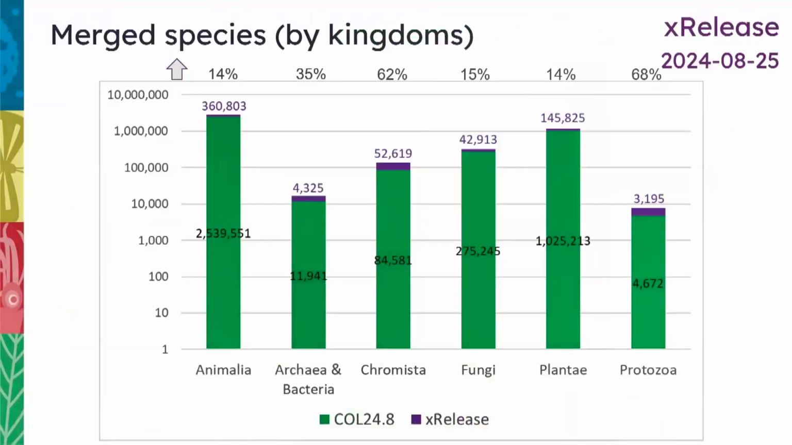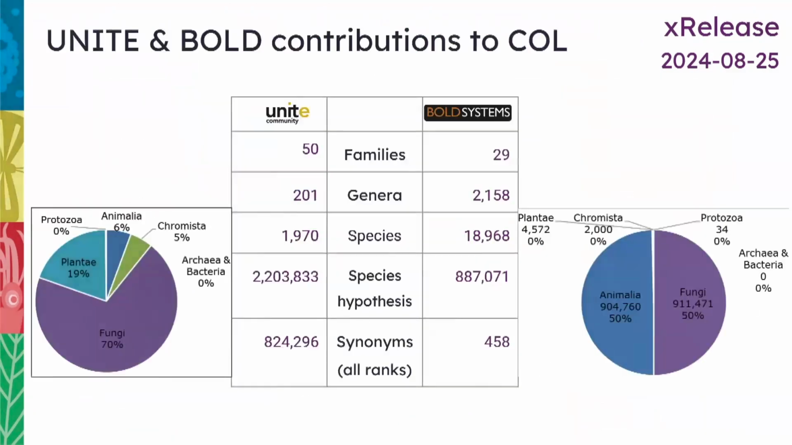In general, the kingdom with the greatest increase in the number of species names in proportion to its content in the base catalog is Protozoa. However, the largest number of merged species is in animals. In the next talk, Camila will zoom in on the merged names of insects. Two important sources of names are UNITE and BOLD, both of which contribute names at all ranks, but their major contribution is at the species hypothesis level, mainly in the fungi and animal kingdoms.